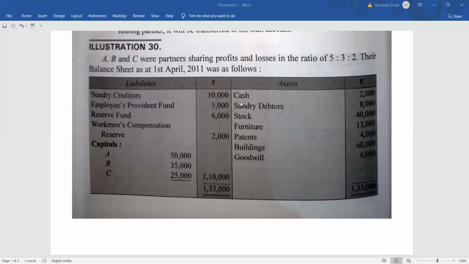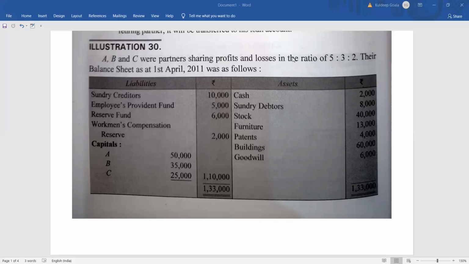Coming to the asset side, we have got cash, sundry debtors, stock, furniture, patent, building, and goodwill. Now all of you are aware that if goodwill is appearing in the balance sheet, we have to write it off, same as we did at the time of admission. We learned in the previous class that goodwill will be written off if it is appearing in the books. Appearing in the books means appearing in the balance sheet. Clear? So goodwill will be written off.